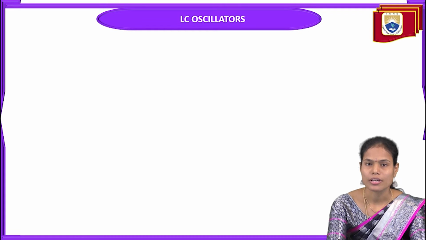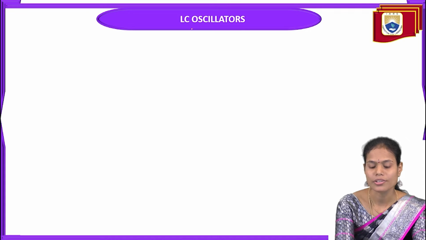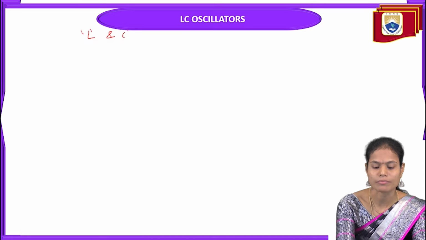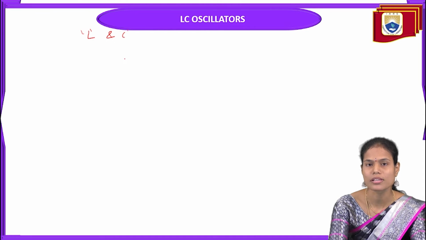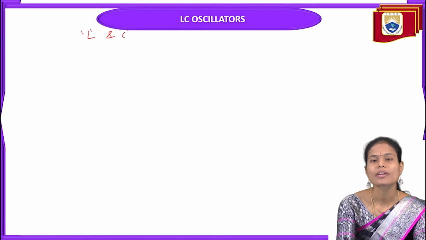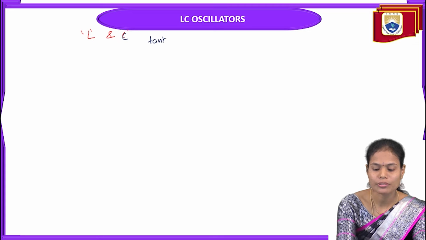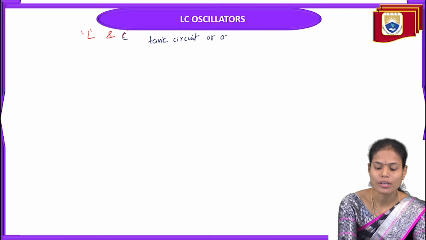So our next type of oscillators are the LC oscillators. What is meant by an LC oscillator here? If we design any oscillator circuit by using an inductor as well as a capacitor, we can call it an LC oscillator. If we construct the circuit using inductor and capacitor elements, we can call that circuit a tank circuit or oscillator circuit.